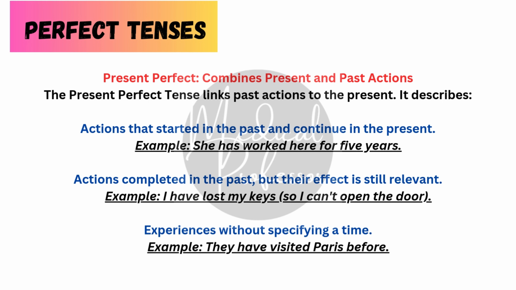Now let's discuss perfect tenses. Present perfect. The present perfect tense links past action to the present. It describes actions that started in the past and continue in the present. For example, she has worked here for 5 years.